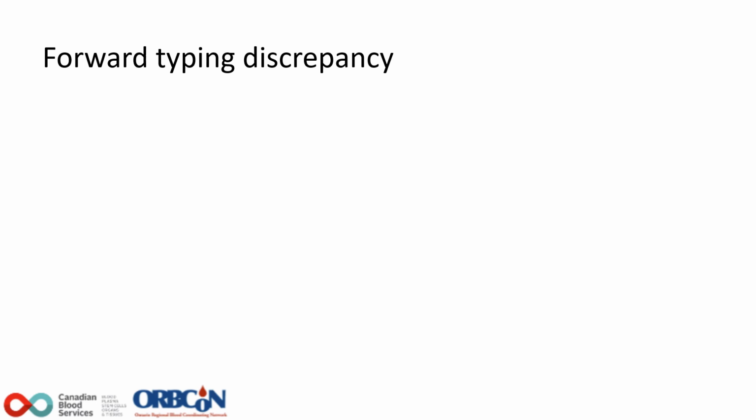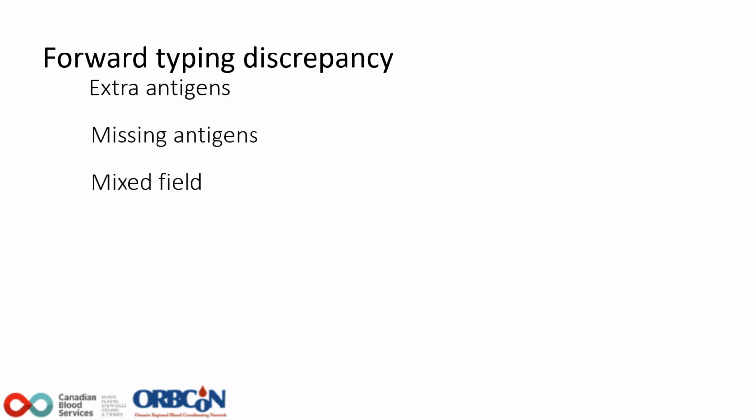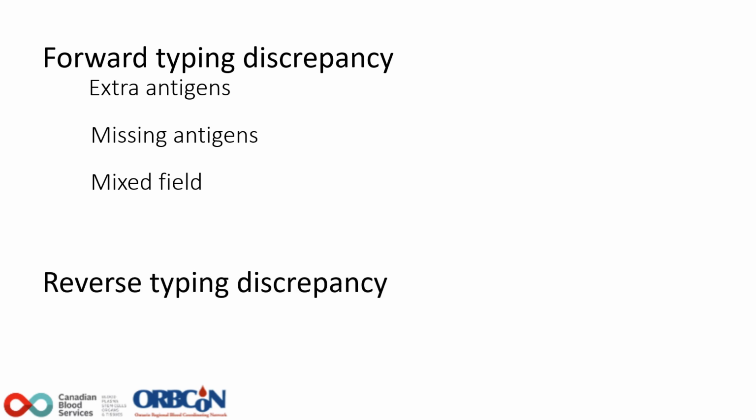So with a forward typing discrepancy, we really have three main things we can think about. An extra antigen being expressed, a missing antigen, so a loss of an antigen, or mixed field agglutination that throws us off that we were not expecting.